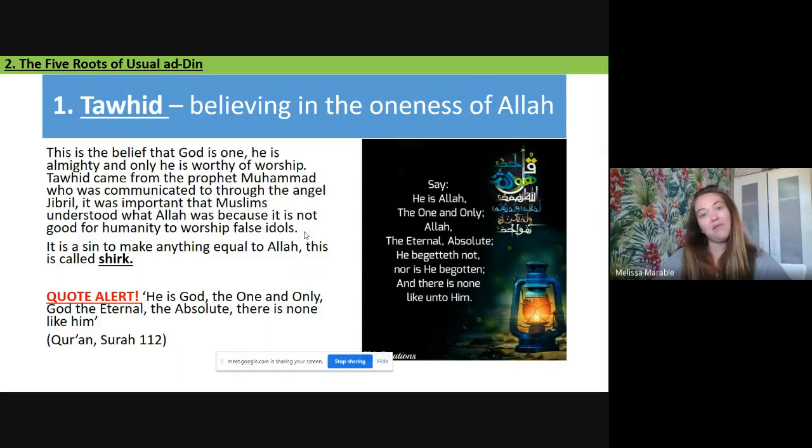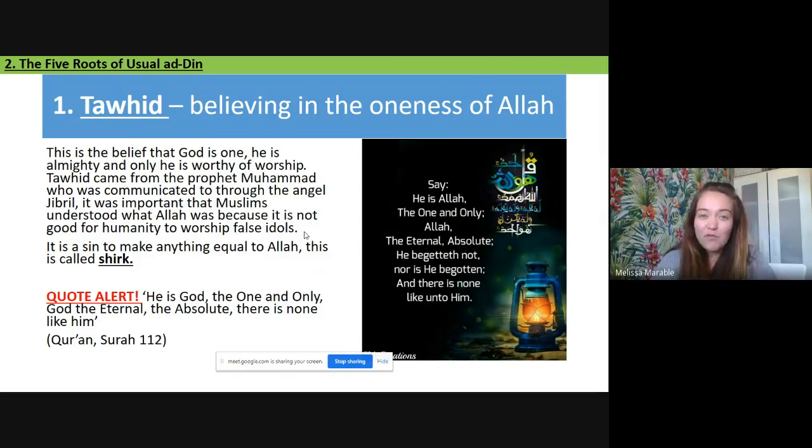Later, you'll be having a lesson on the prophets, and they believe in Jesus. They don't believe he is the Son of God, but they believe that he was a prophet with a message of love and forgiveness. So yeah, that's a bit of background to understanding this whole concept of the oneness of Allah and why it's so important for Muslims and Jews and Christians.